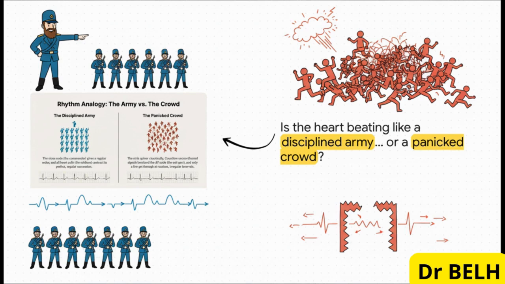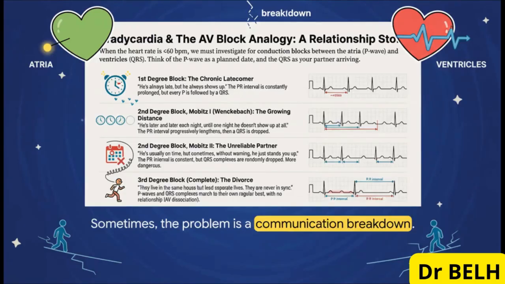But then you have something like atrial fibrillation, and that, well, that's a panic crowd. The atria are just quivering, chaotically firing off signals left and right, bombarding the AV node, and the result, a rhythm that's completely, irregularly irregular. So what about when the heart is too slow? A lot of the time, the problem is a communication breakdown. The atria and the ventricles just aren't talking to each other properly.